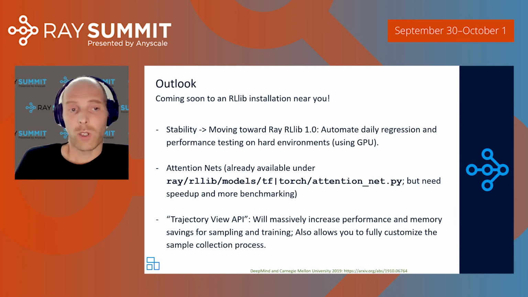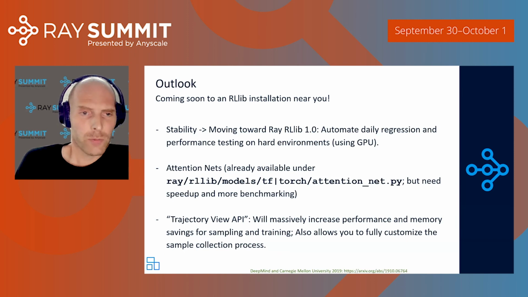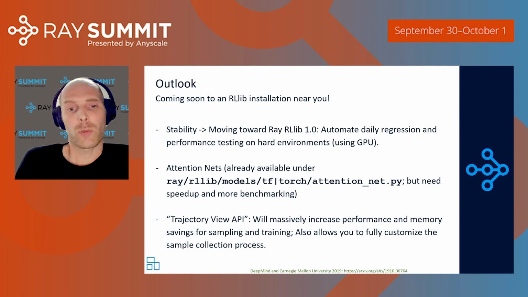Next, we also will put a focus on attention nets. Attention networks are already available under this directory here. We implemented the GTrXL architecture for both TensorFlow and Torch. But these need more speed up and more benchmarking. So we need to make sure they really work on the hard environments and really are able to learn something using our algorithms.